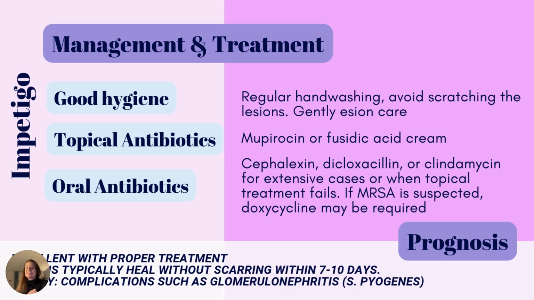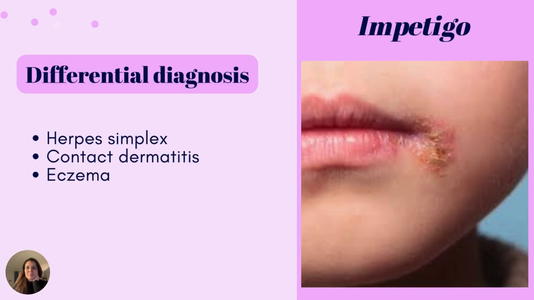The prognosis is usually excellent with proper treatment, and the lesions typically heal without any scarring within 7 to 10 days. However, some complications such as post-streptococcal glomerulonephritis can rarely occur, especially in those cases that are associated with Streptococcus pyogenes infections. The impetigo should be differentiated from other skin conditions that cause similar lesions such as herpes, contact dermatitis, and eczema.